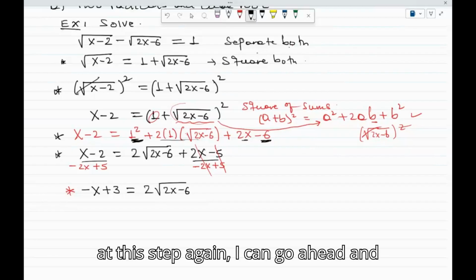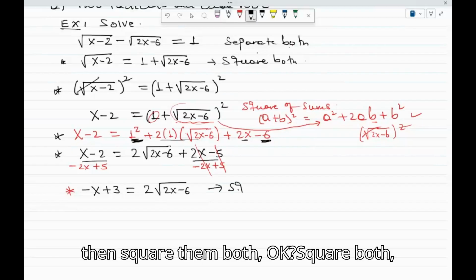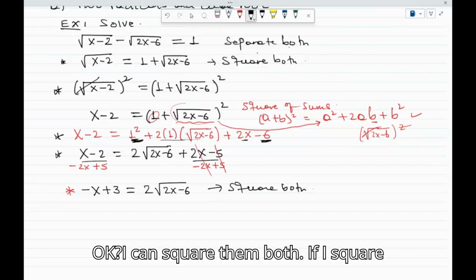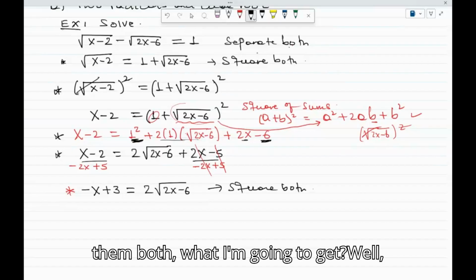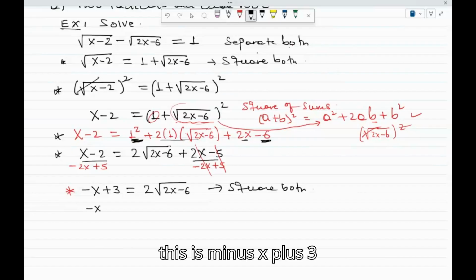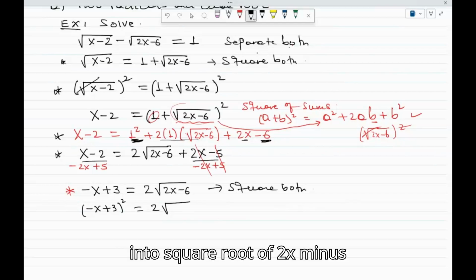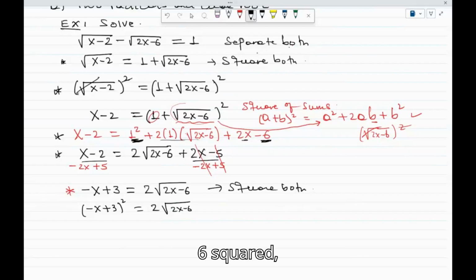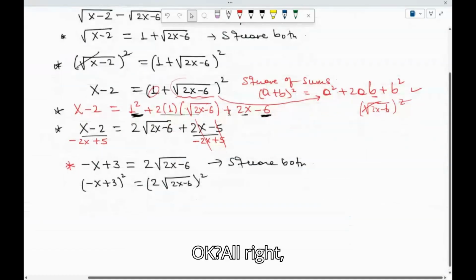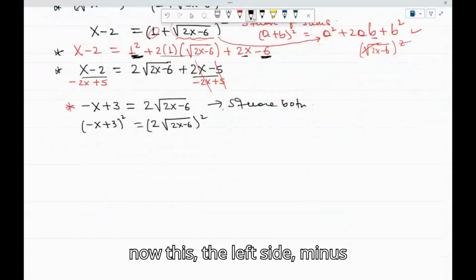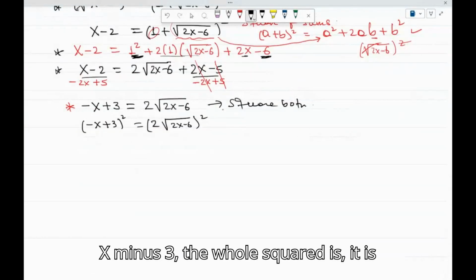At this step, I can go ahead and square both sides. If I square them both, what am I going to get? Well, this is minus x plus 3, squared, equals 2 times the square root of 2x minus 6, squared.